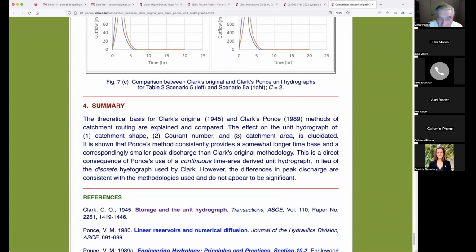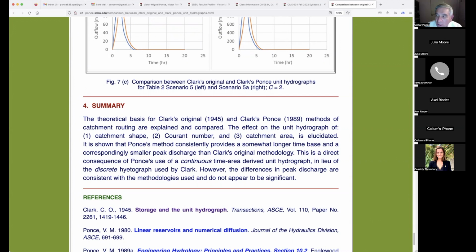The effect of the unit hydrograph... off, but this should be on. I think we made a mistake in here. Well, whatever it is, I can fix that. The effect of the unit hydrograph on catchment shape, Courant number, and catchment area is elucidated. It is shown that Ponce's method consistently provides a somewhat lower time base and a correspondingly smaller peak discharge than Clark's original methodology. This is a direct consequence of Ponce's use of a continuous time-area derived unit hydrograph in lieu of the discrete hydrograph used by Clark.